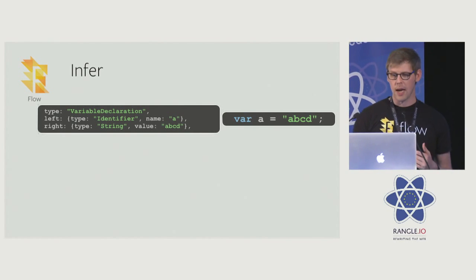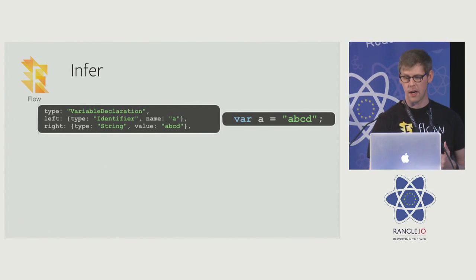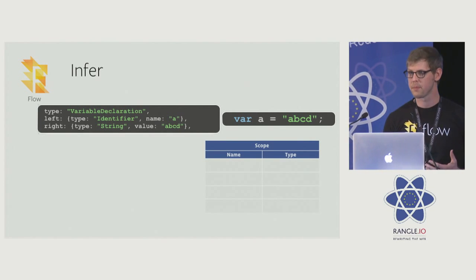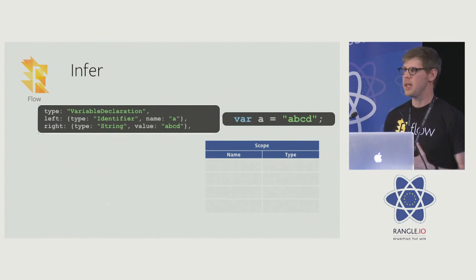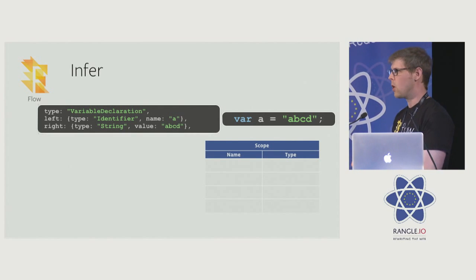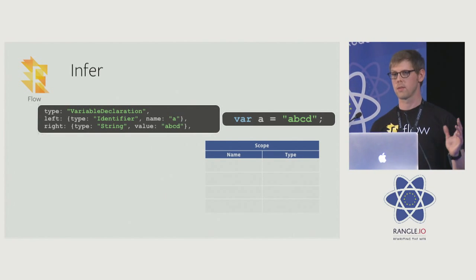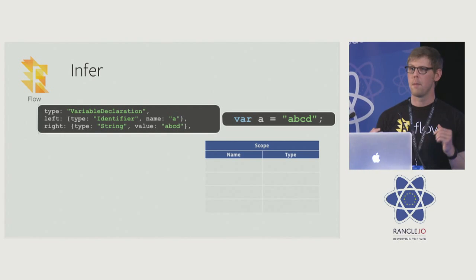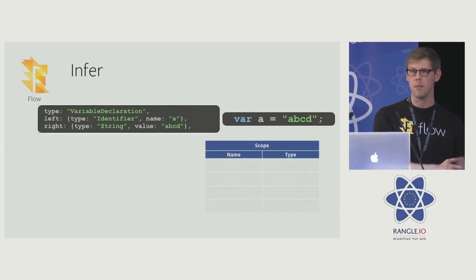As we go through the infer phase, the first area in memory that Flow deals with is the scope. The scope is probably what you think it is. It's all the variables that are in scope at the current spot in the AST that we're traversing. So the scope is just a table that goes from variable name to variable type.